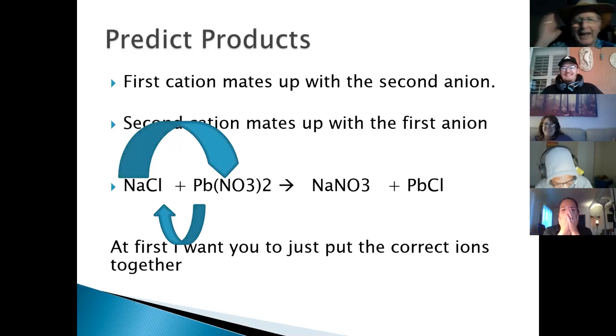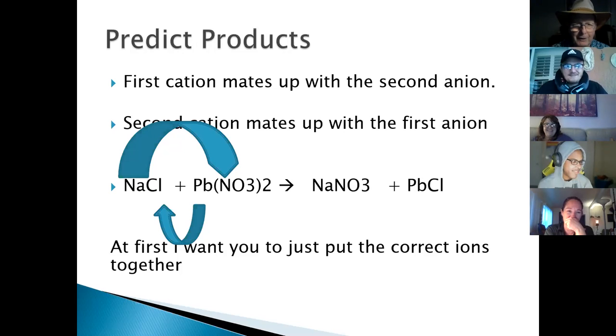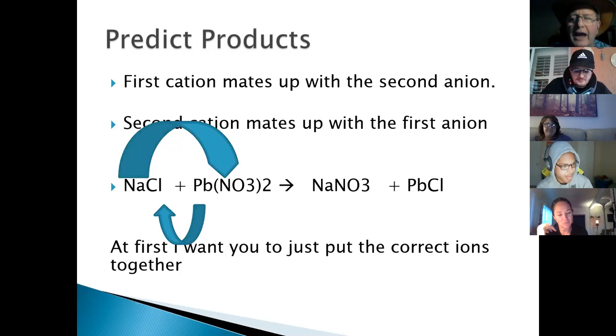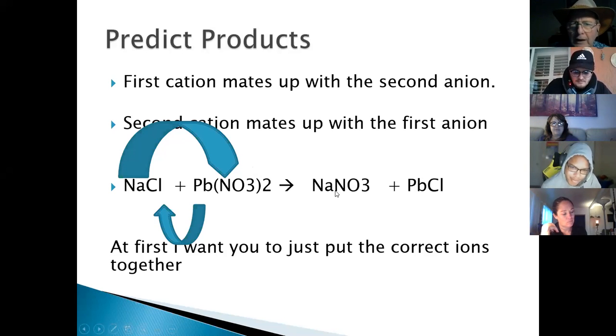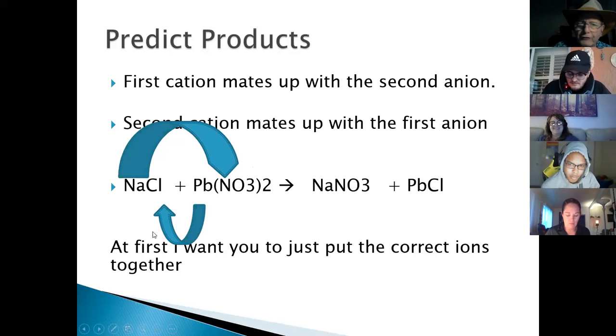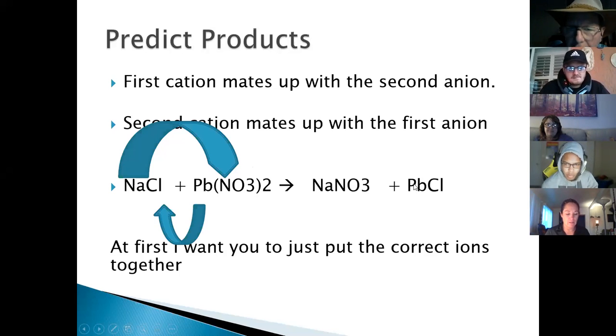So when we're looking at a double displacement reaction, the first cation mates up with the second anion. The second cation mates up with the first anion. So if I have sodium chloride, an ionic compound, and I mix it with lead nitrate, another ionic compound, my first cation, sodium, hooks up with NO3 so that we make a new compound, NaNO3. My second cation, lead, hooks up with my first anion, chlorine. So I just put the lead and the chlorine together.